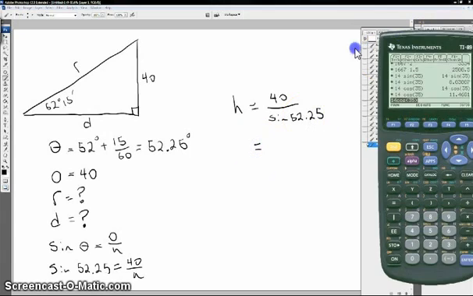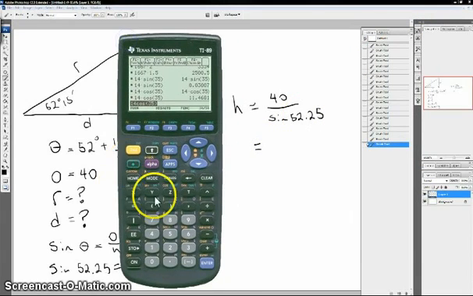And I can plug that into the calculator really quickly. It's 40 divided by the sine of 52.25, and that'll give me 50.6. Okay.